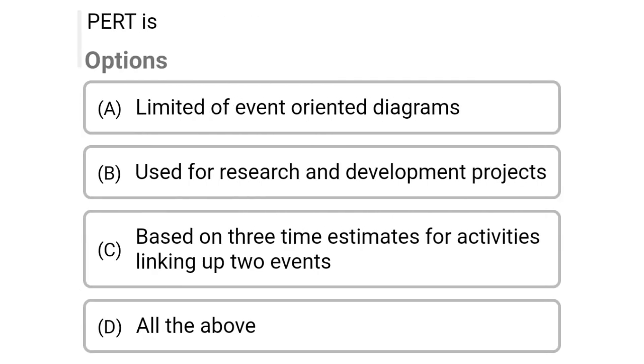So next question, PERT is option A, limited to event oriented diagrams, option B, used for research and development project, option C, based on 3 time estimate for activities linking up to events, option D, all the above. So the correct answer is option D, all the above.